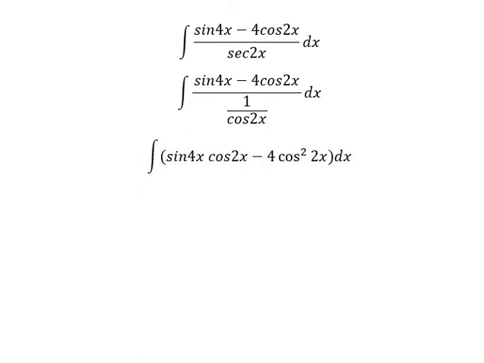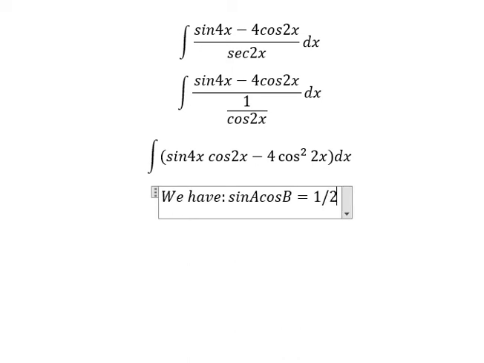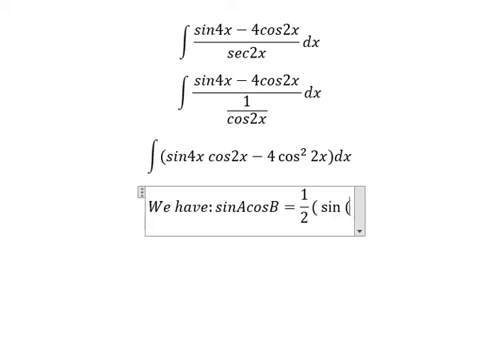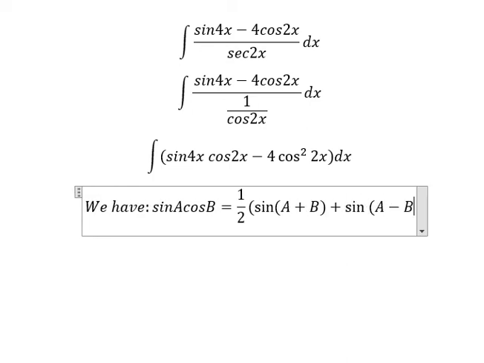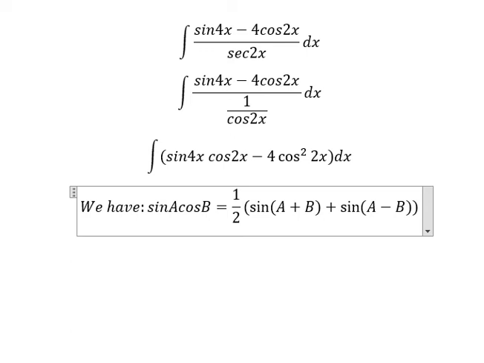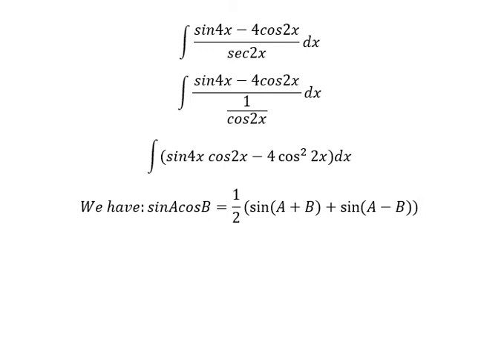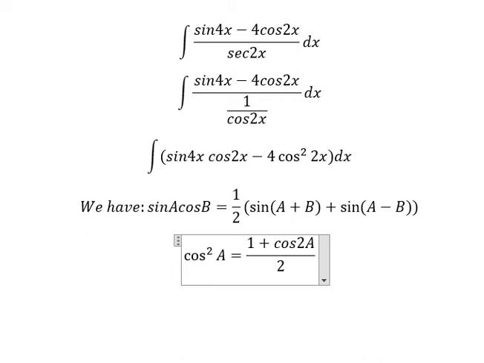Now we have the formula: sin A cosine B equals 1 over 2 times sine of A plus B plus sine of A minus B. And the second one, cosine squared A equals 1 plus cosine 2A over 2.